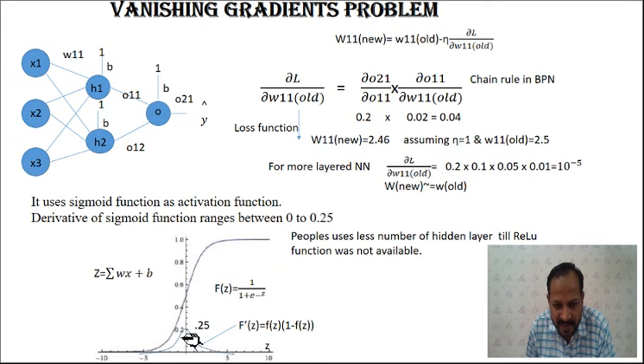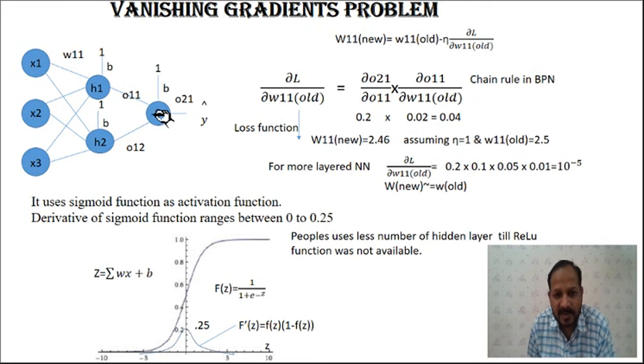It has the maximum value of 0.25 and the minimum value of 0. So that's why the derivative of the sigmoid function ranges between 0 and 0.25. So the derivative value you can select between these. That's why here we are taking the partial derivative of O21 with respect to O11. This will be some random value less than 0.25, say 0.2, into the derivative of this one. So the derivative of this value is less than this one.